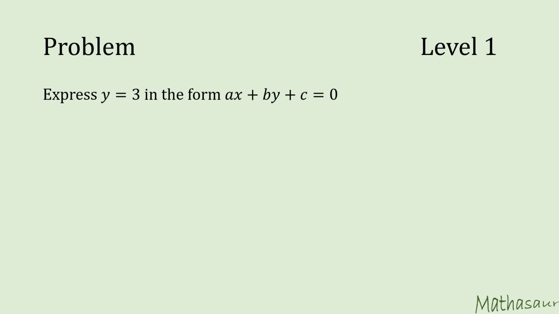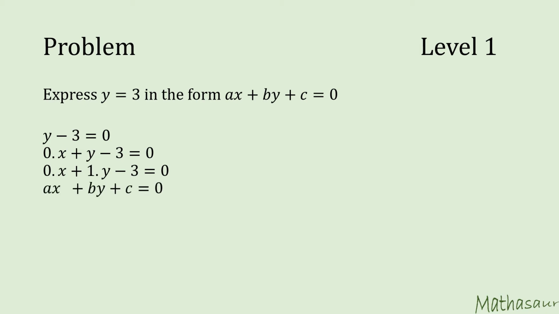Express y equals 3 in the form ax plus by plus c equals 0. Note that we need a 0 on the right hand side. So let us subtract 3 from both sides of our equation. We get y minus 3 equals 0. Now we also need a term with the variable x. We could multiply it with 0. So we get 0 times x plus y minus 3 equals 0. We can put 1 as the coefficient for y, so that its value remains unchanged.